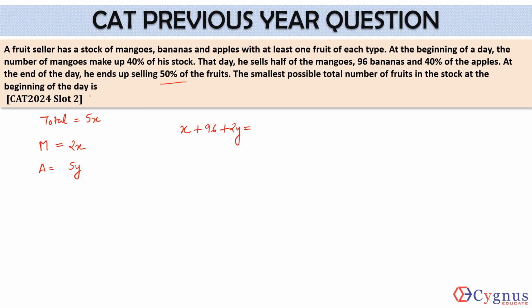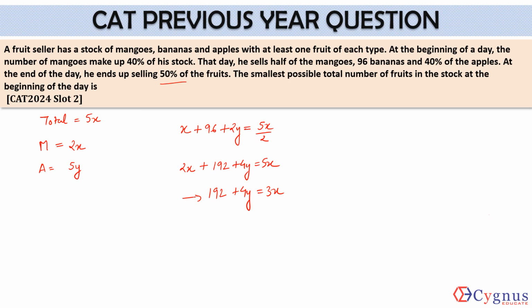Now, 50% of the fruits means what? Half of 5x. So, how do we write it? Half of 5x, something like this. When you simplify it, what do you get? 2x plus 96 into 2 will give you 192 plus 4y is equal to 5x. But effectively, this becomes 192 plus 4y is equal to 3x. Now, it's an equation with two variables and one equation.